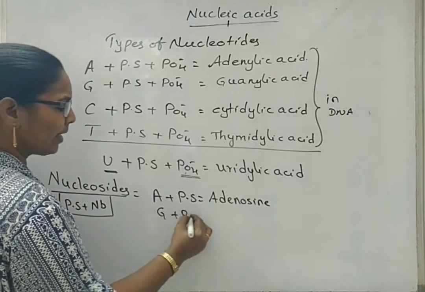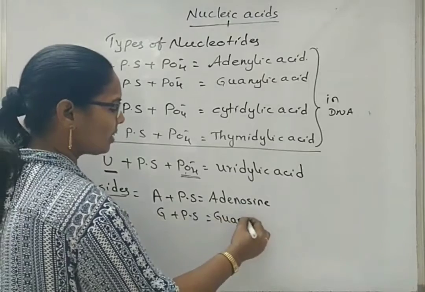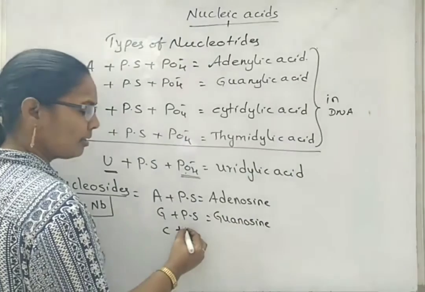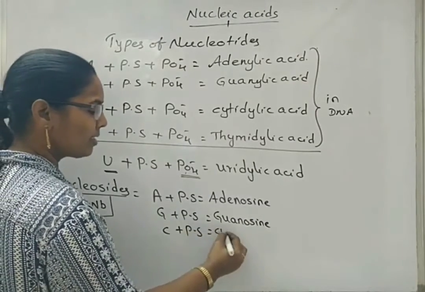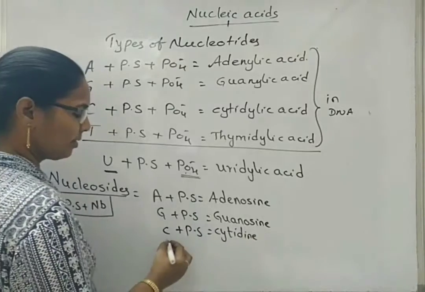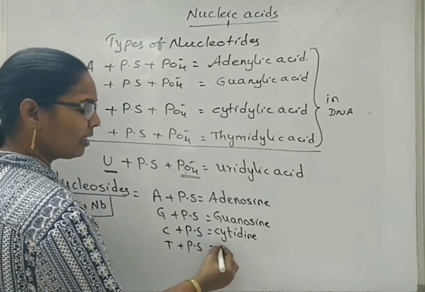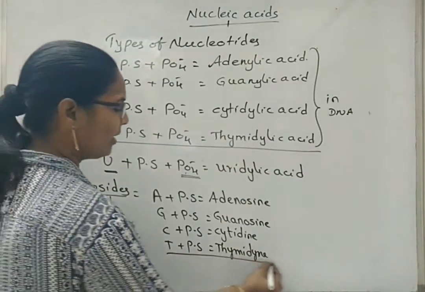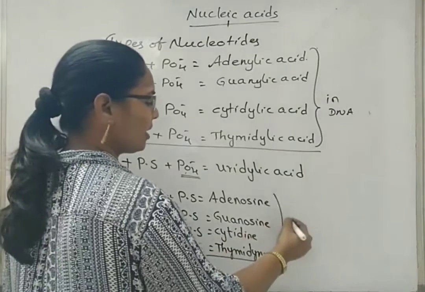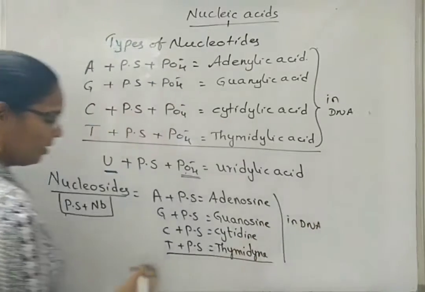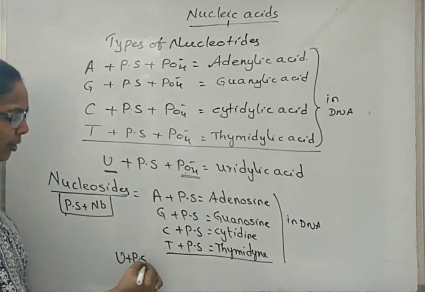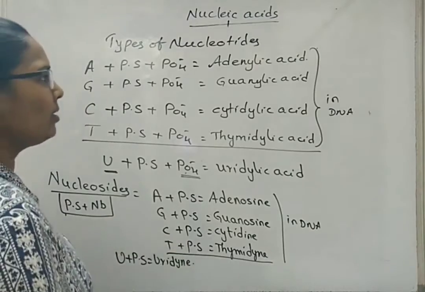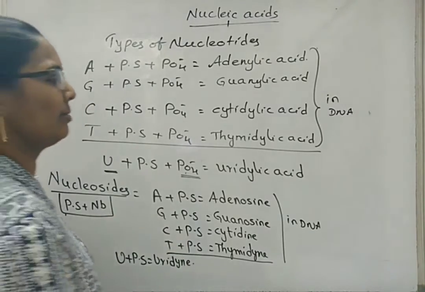Another, guanine plus pentose sugar is guanosine. Cytosine plus pentose sugar is called cytidine. Thymine plus pentose sugar is called thymidine. In the same way, in case of uracil, these 4 are in case of DNA. Next, uracil plus pentose sugar, uridine. So these are nucleotides and nucleosides.